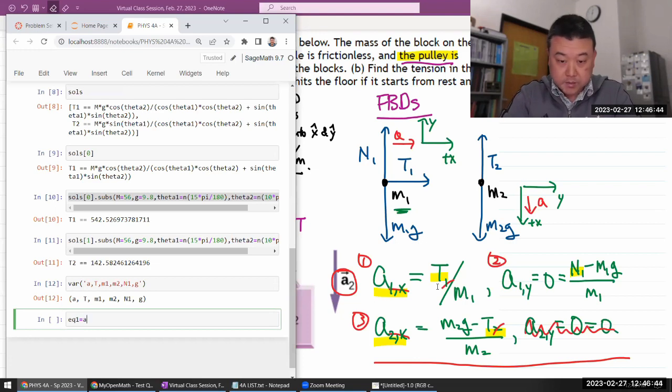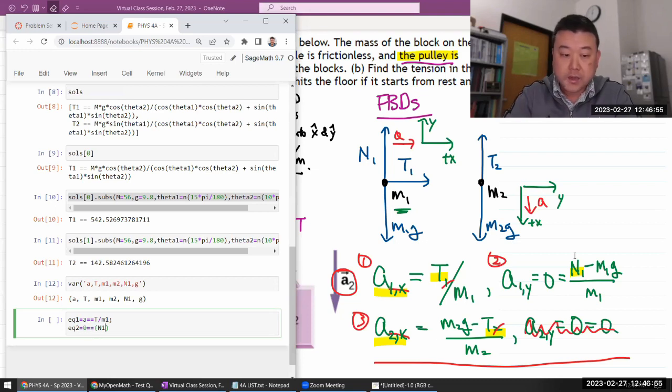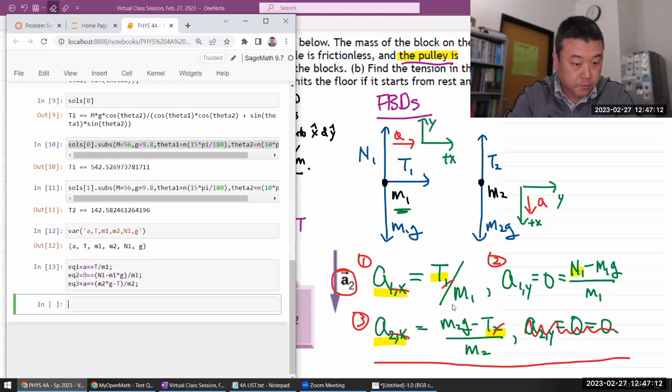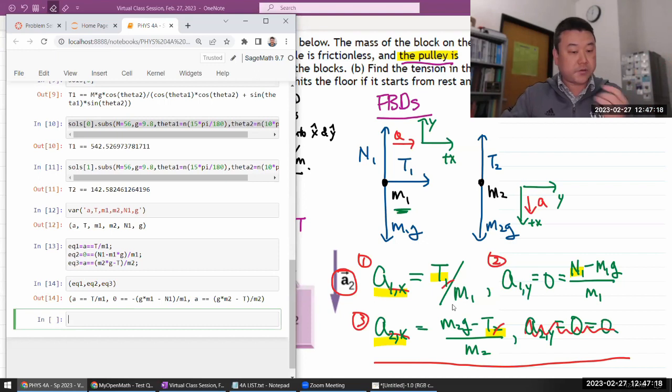So equation 1 is acceleration is equal to T divided by M1. And equation 2 is that equation there: 0 is equal to N1 minus M1 times g, divided by M1. And equation 3 is that equation here: acceleration is equal to M2 times g minus T, divided by M2. Okay, so those are all my equations. Let me just double check that they appear entered right. That's my first equation, second equation, third equation. I think they're all right.